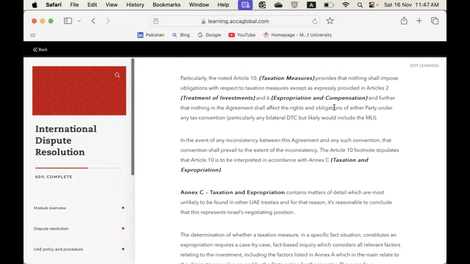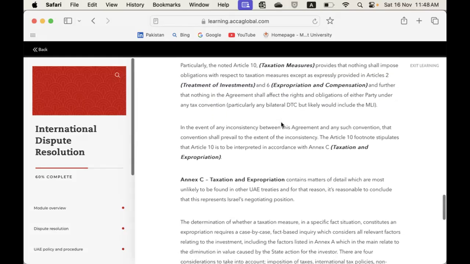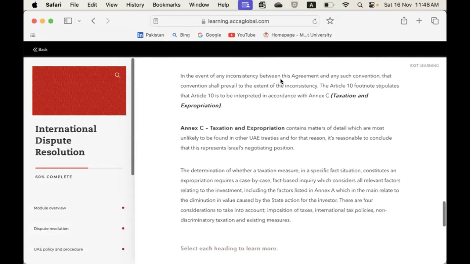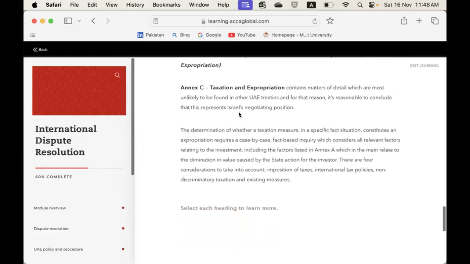So, this treaty is overriding the double tax convention as well. And further, that nothing in the agreement shall affect the rights and obligations of either party under any tax convention. So this treaty overrides the double tax convention between Israel and UAE. In the event of any inconsistency between this agreement and any such convention, that convention shall prevail to the extent of inconsistency. The Article 10 footnote stipulates that Article 10 is to be interpreted in accordance with Annexure C, taxation and expropriation. So let us look at what Annexure C has to say.